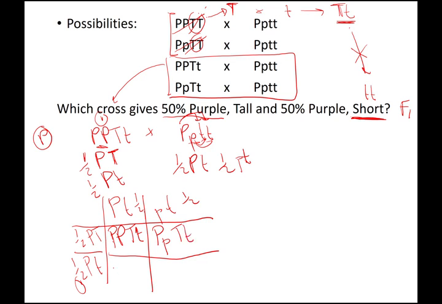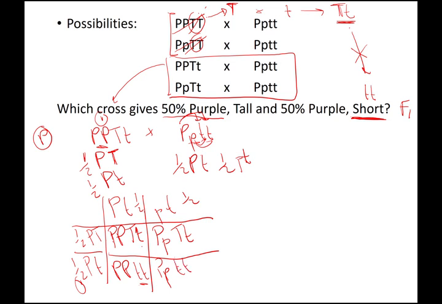This plant here will be purple and heterozygous, so homozygous recessive, so short, purple and short. And this plant will be the same thing, purple and short.